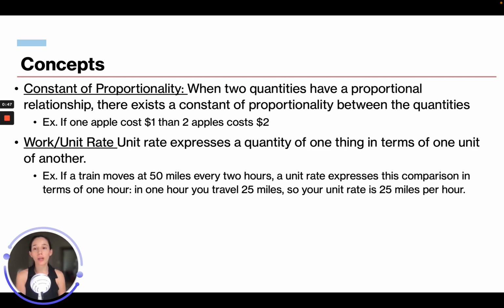There's also a unit rate. This is a unit rate that expresses a quantity of one thing in terms of 1 unit of another. So for example, if a train moves at 50 miles every 2 hours, a unit rate expresses this comparison in terms of 1 hour. So in 1 hour, you travel 25 miles. So your unit rate is 25 miles per hour.